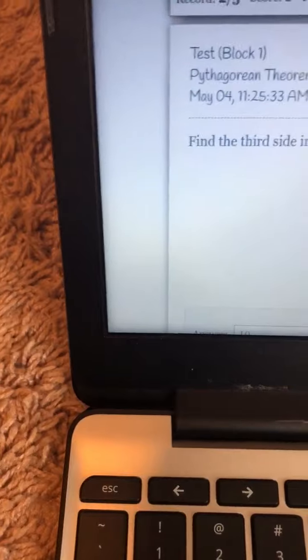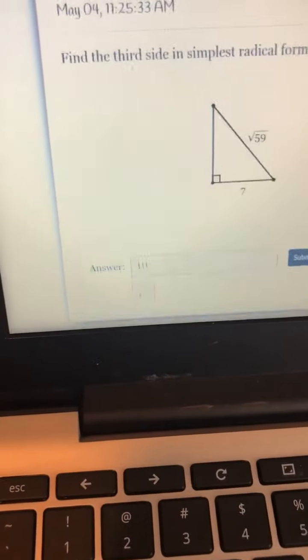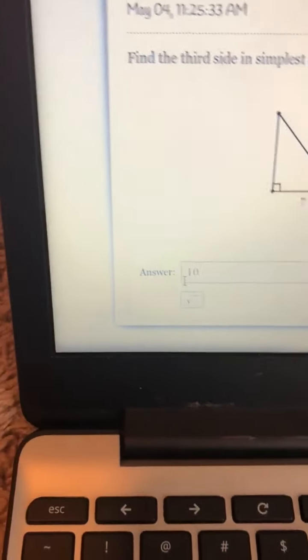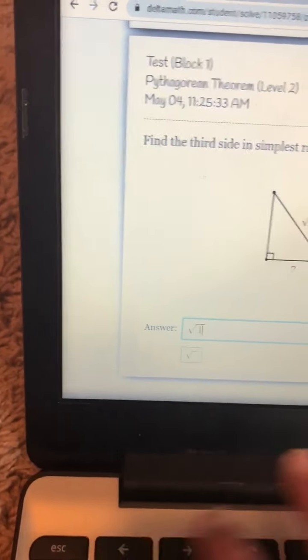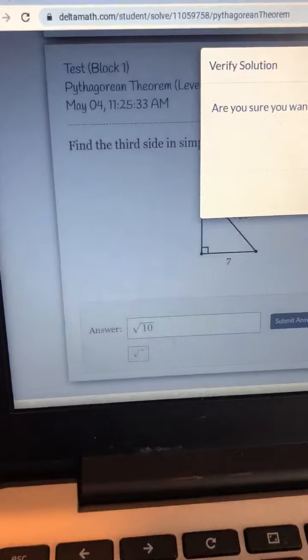I apologize. So I'm going to come down here. Thank goodness for attempt 2 out of 2. So I'm going to put the square root of 10, and then I get my check.